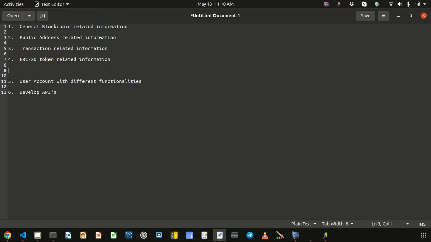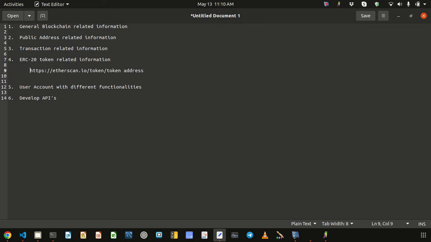So the complete address of any token is this one. For the main network, you simply enter etherscan.io/token and then the token address. So you must have the token address of the token that you want to get information about from Etherscan. If a token is on any test network, you will include that test network at the beginning of the URL.